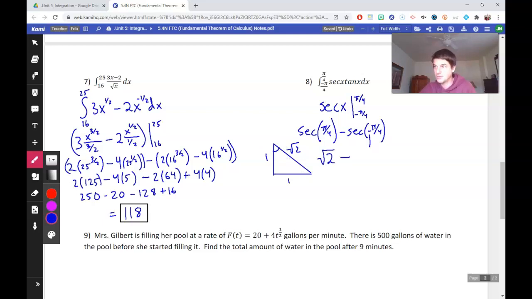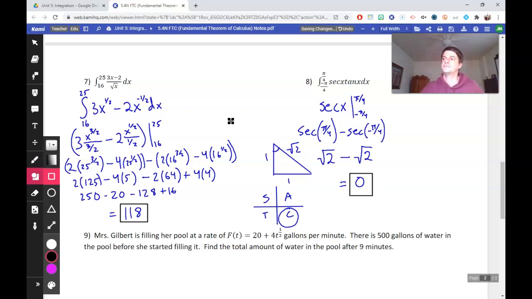Minus, okay, now this negative here, I need to wonder, is this going to be positive root 2 or negative root 2? So I write down my All Students Take Calculus, even though they don't. All Students Take Calculus. Let's see here, negative pi over 4 is going to land us here. Cosine is positive, so secant is going to be positive because it's the reciprocal of cosine. So it's going to be positive root 2, and we get, oh, that's just 0. Nice.